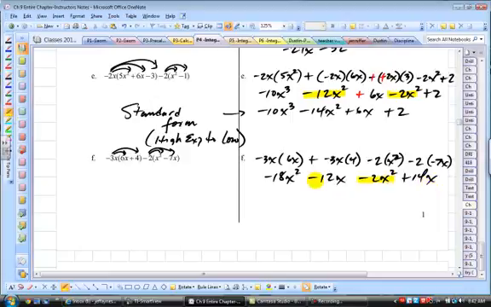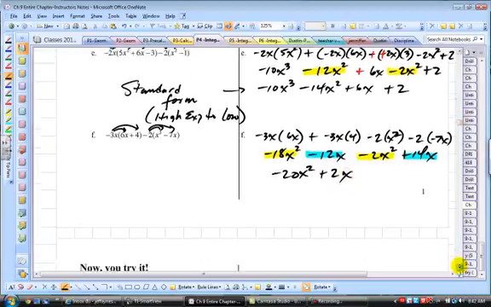Adding like terms, starting with the highest degrees. So we have negative 18 and negative 2 is negative 20x squared. And then we've got minus 12x and a plus 14x. Well, let me see. 14 minus 12 is 2, and that's positive, so plus 2x here. And that's all there is to it in this lesson here. You're just going to get really good at it.